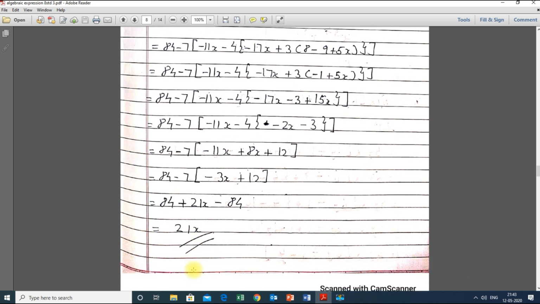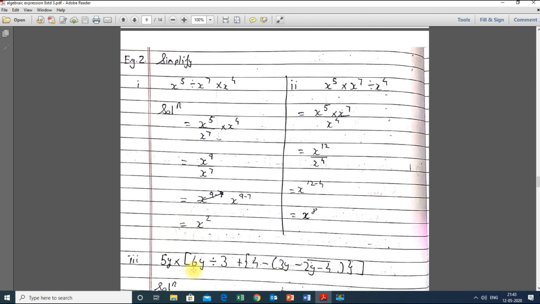Hope you've understood. Next, there are some basic sums which are related to exponents. So I hope you understood this type of sum.